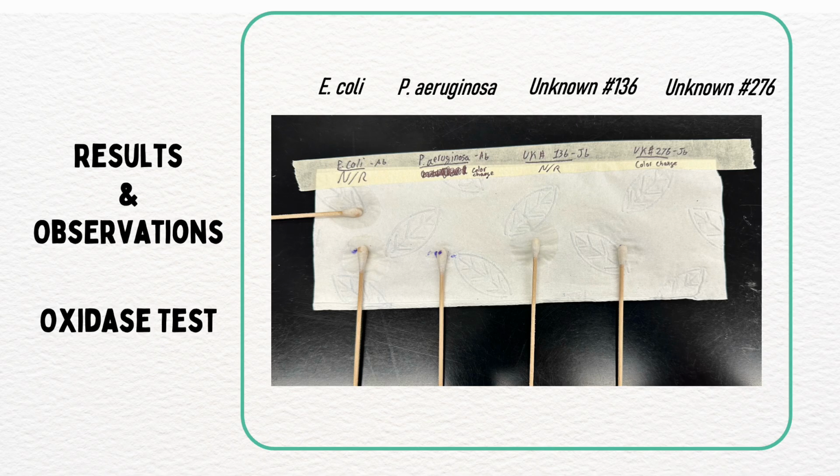Now, for unknown 136, we noticed that there was no color change that was detected, meaning that it was a negative result. And for the interpretation, this essentially meant that it does not produce cytochrome C oxidase. Now, for unknown 276, we did notice that there was a slight color change in purple. However, it was just very little, and this essentially means that it was a positive result, meaning that it is likely an anaerobic organism with oxidase enzyme.